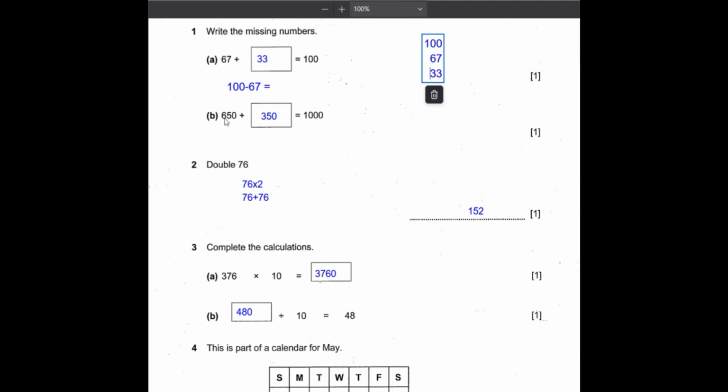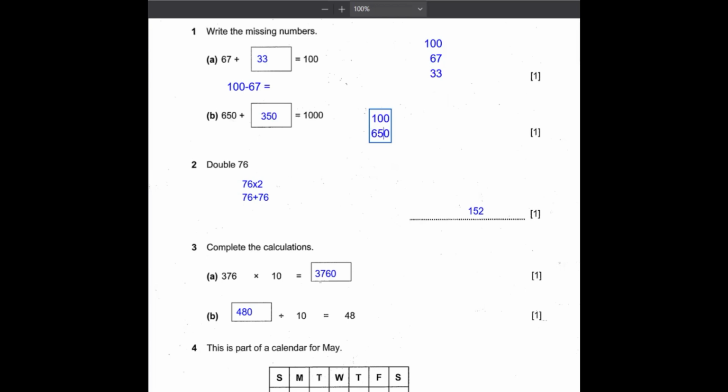Going to the second question: 650 plus a number is equal to 1,000. With the same idea I've told you, you can follow the mental math. 650 plus 50 gives you 700, and 700 plus 300 gives you 1,000. That means 350. Or you could just do the subtraction, which is 1,000 minus 650.